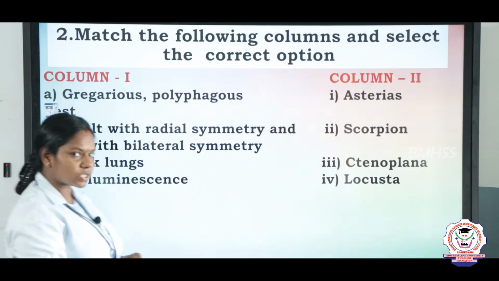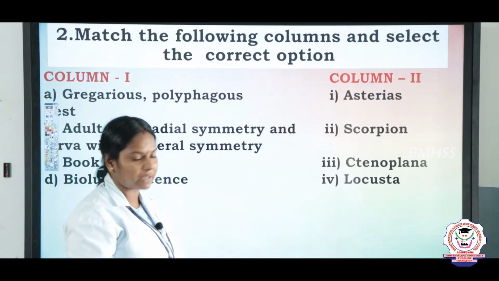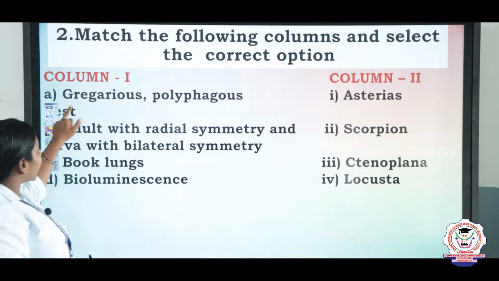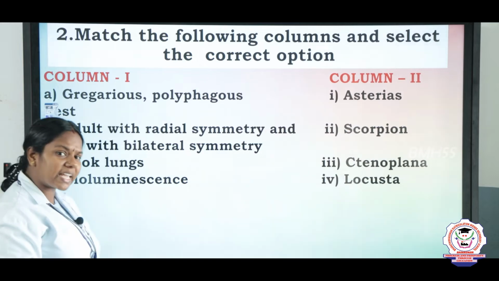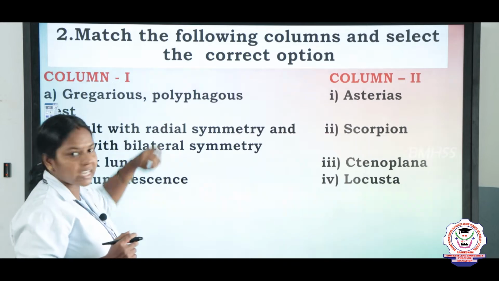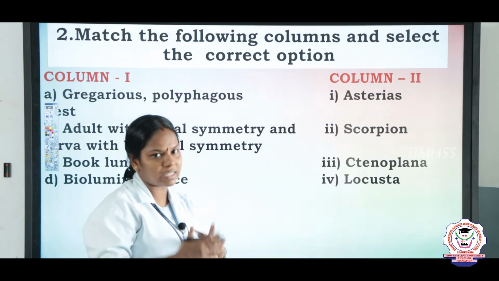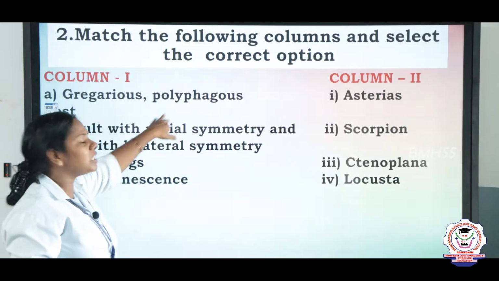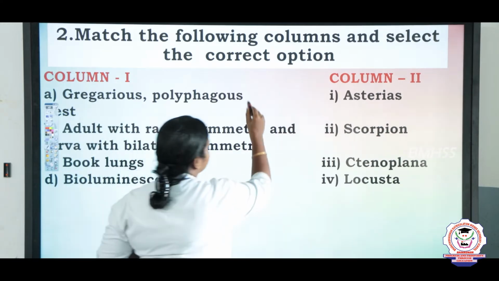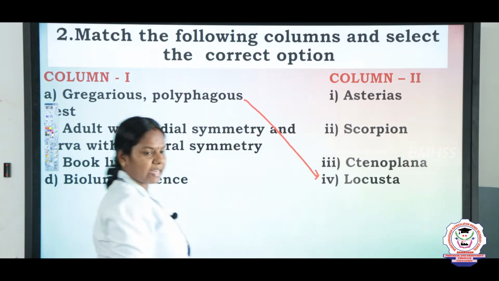Now the second question comes from the kingdom Animalia, the zoology second lesson of 11th standard. Column 1, match the following: gregarious, polyphagous pest. What is gregarious? Gregarious means which attacks in groups. Polyphagous means it can consume all types of food, plants, animals, etc. So the gregarious, polyphagous pest is Locusta, that is the grasshopper.